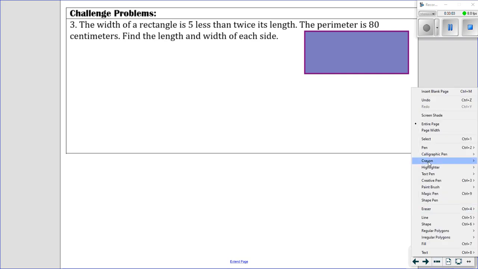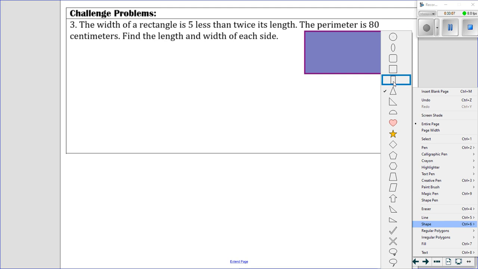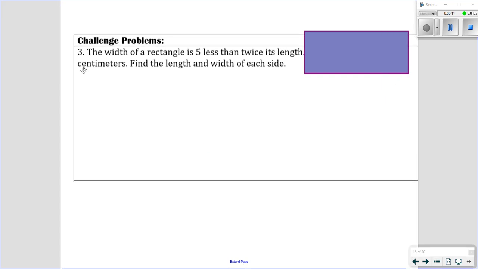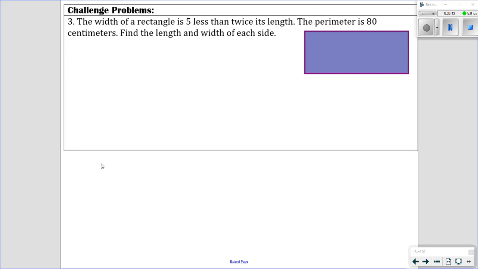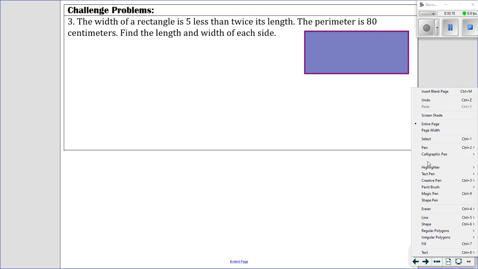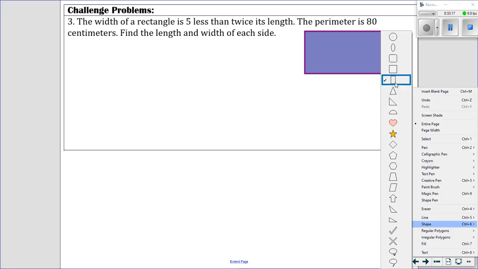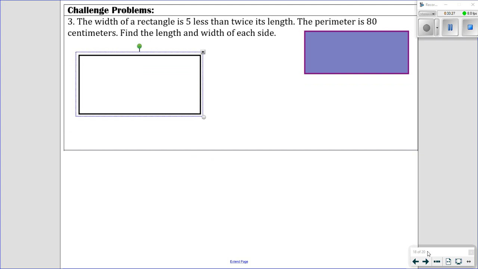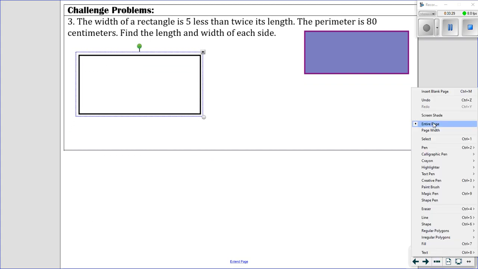So the first thing I'm going to do is have my shape of a rectangle. Let's try that again. Go back to shapes, and then there's my rectangle. I can get out, and I move this here. Alright.